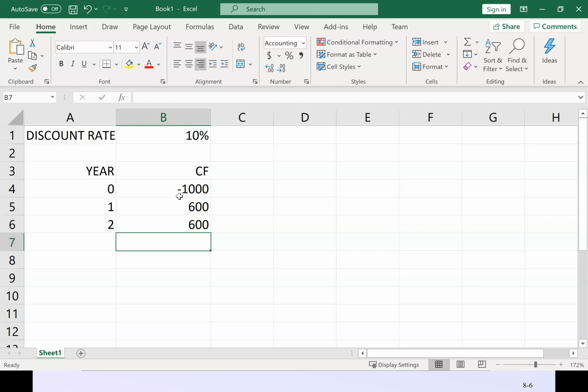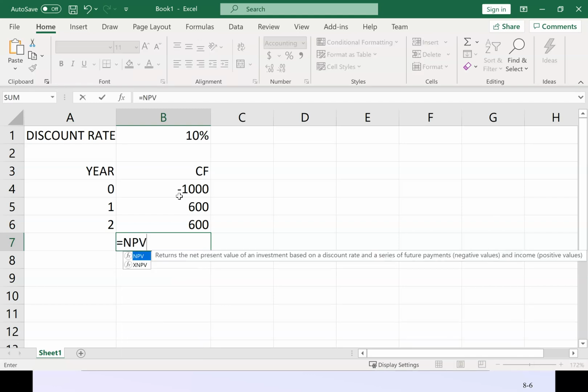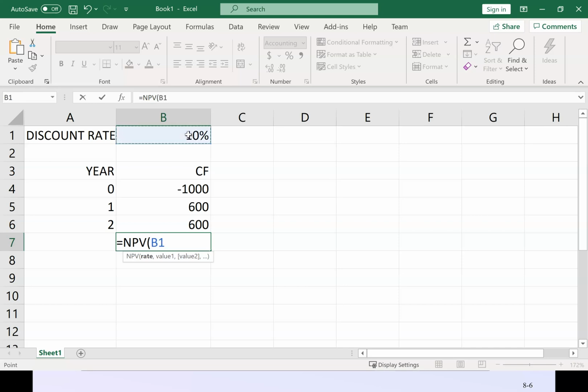Okay. To calculate the net present value of this project, all that you have to do is press enter and type in NPV and open up a parenthesis. Then you will see the information that is required by Excel. Excel asks for the discount rate information, and the discount rate is here in cell B1, right? And in this case, you want to lock the reference cell, so we lock the reference cell and comma.